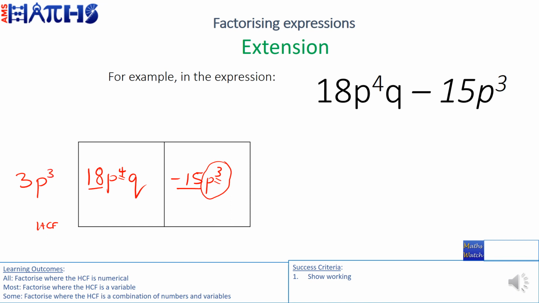Then we find the two terms that we multiply to get the original expression, and so 3 times 6 will give us our 18, and then we need p to get p to the power of 4, and q. Then our next term, we need minus 5 to get minus 15, and our p cubed is already there. So our answer is 3p cubed, open bracket, 6pq minus 5.